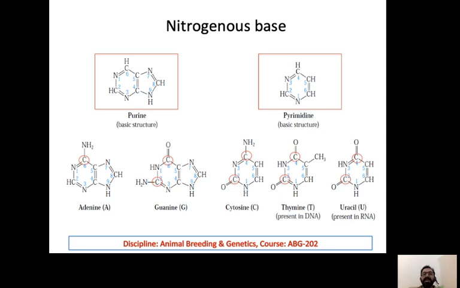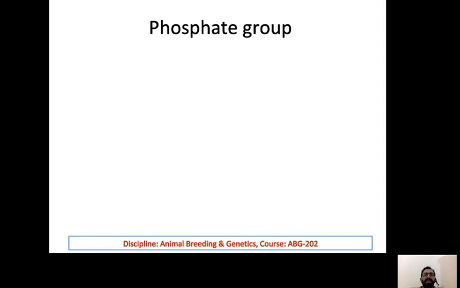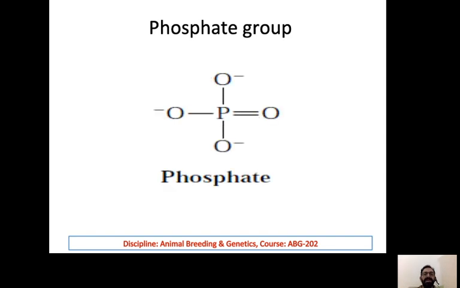And probably this is the reason that RNA is not as stable as it should be, because of the absence of this methyl group, and the overall stability of the RNA is not as strong as that of the DNA. Now, the phosphate group: you can see there are 3 oxygens which are naked in the phosphate group.